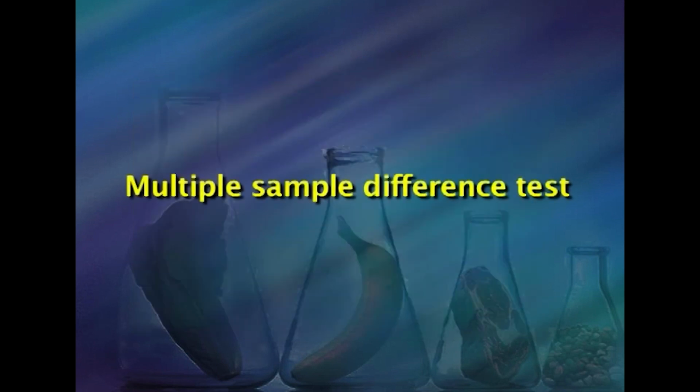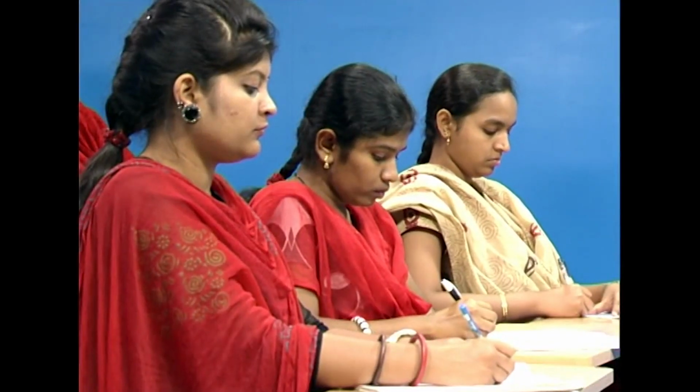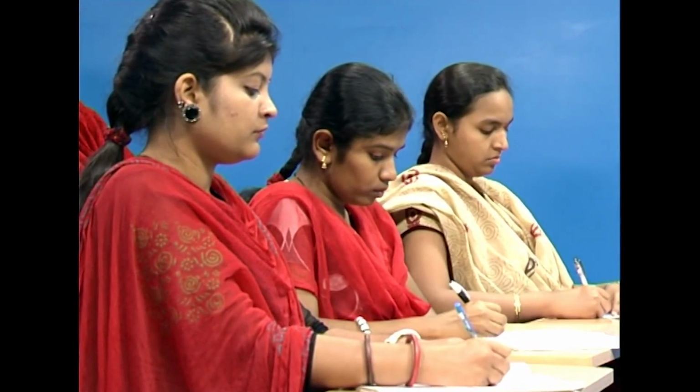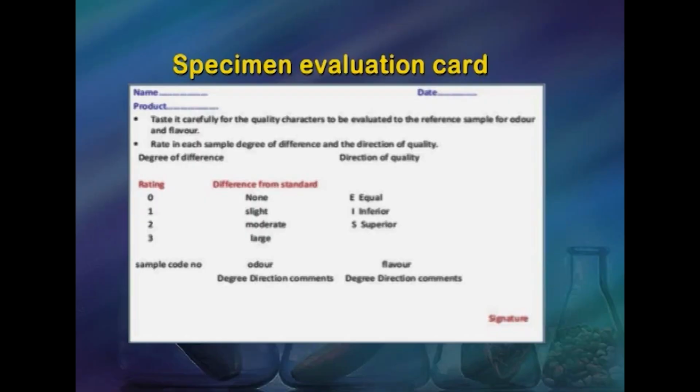Now, see about the multiple sample difference test. In this test, more than one test variable can be evaluated per session, but with reduced reliability. Each panelist is served 3 to 6 samples depending upon the number of test variables. One sample is a known standard. The panelist compares each coded sample with the known standard. One coded sample is a duplicate of the standard.